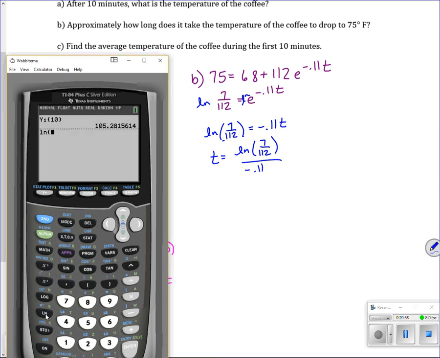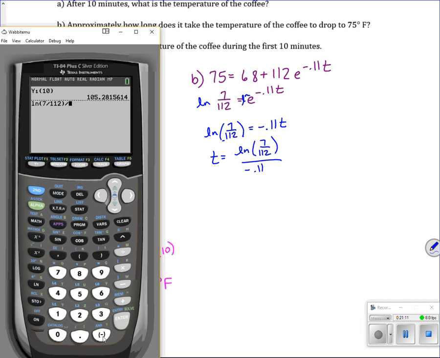So I have natural log of 7 over 112, since it's just one thing, I won't do the fraction. Okay, I know I don't need any more parentheses. So natural log of 7 over 112 divided by negative 0.11. And I get 25.205 minutes. And there you go.